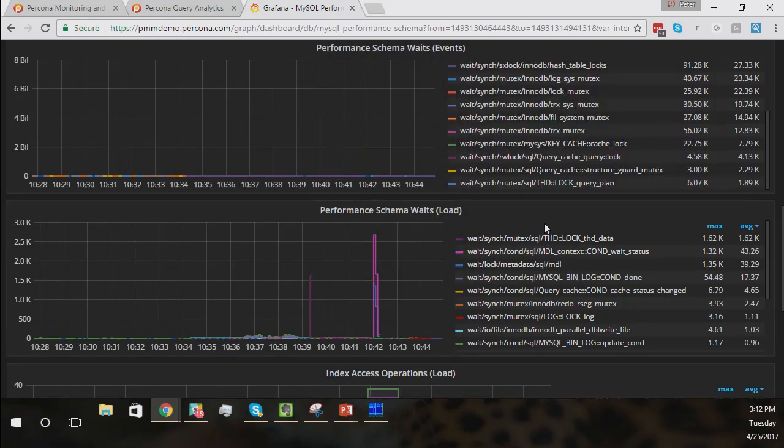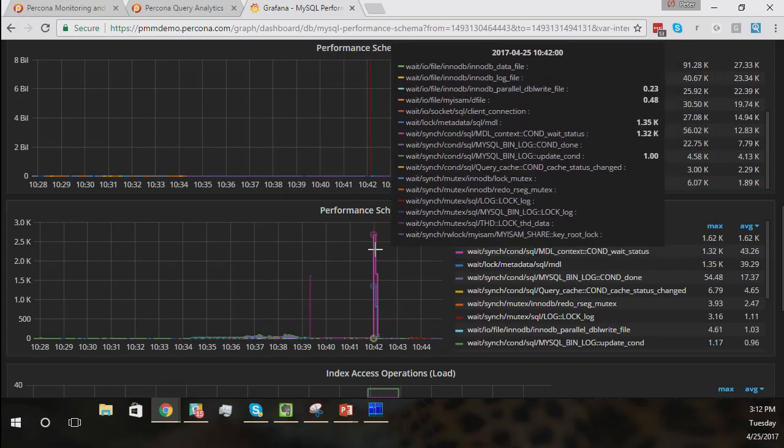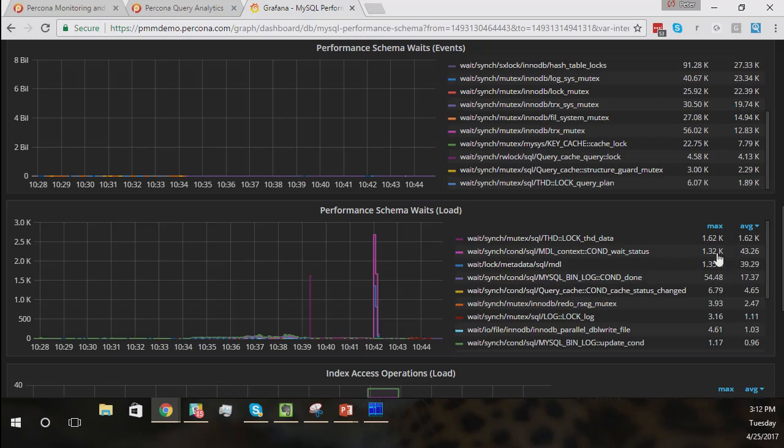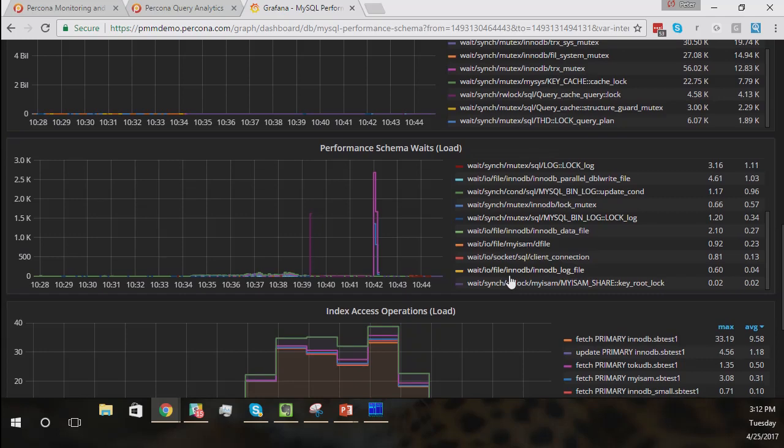Now, in this case, you will find some of them have a pretty weird high number, like more than 1,000. Unfortunately, this is a performance schema artifact. Sometimes the data we get in performance schema is slightly noisy, and there is very little we can do about that.